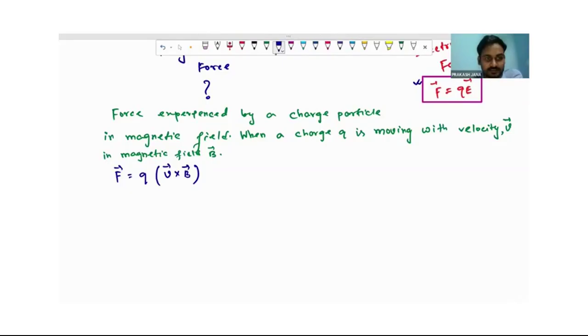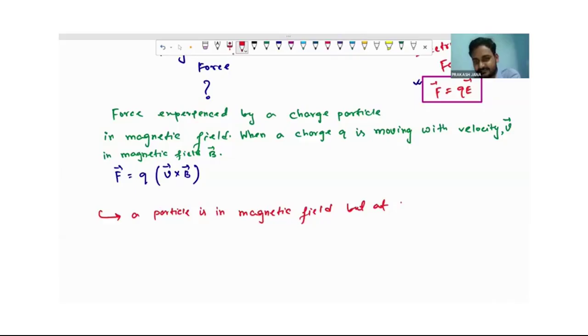See, from this we can say one thing. Suppose a particle is in a magnetic field, but at rest. What does it mean? Rest means its velocity is 0. So from this relation, F equals Q into V cross B, we can say the force on that particle is 0.